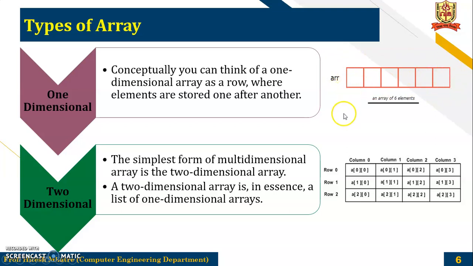Then we have the two-dimensional array. The simplest form of multi-dimensional array is the two-dimensional array. It can give you a feel like a matrix, or tabular form, where it is divided into rows and columns. So here we can see row 0, row 1 and row 2. Similarly, there are columns. So this is a 3 by 4 matrix. So, two-dimensional.